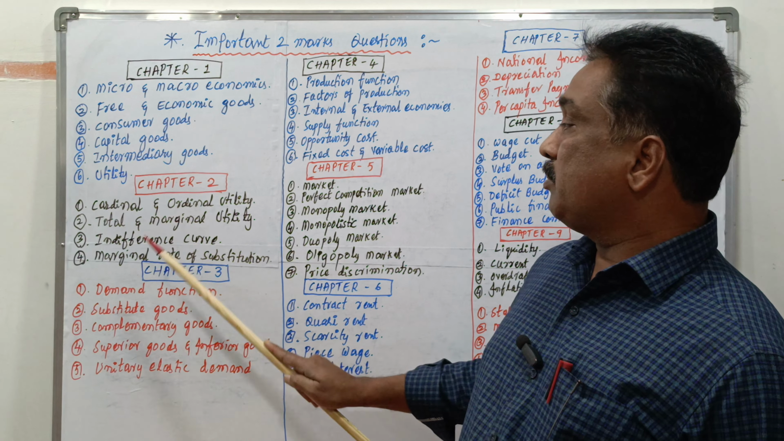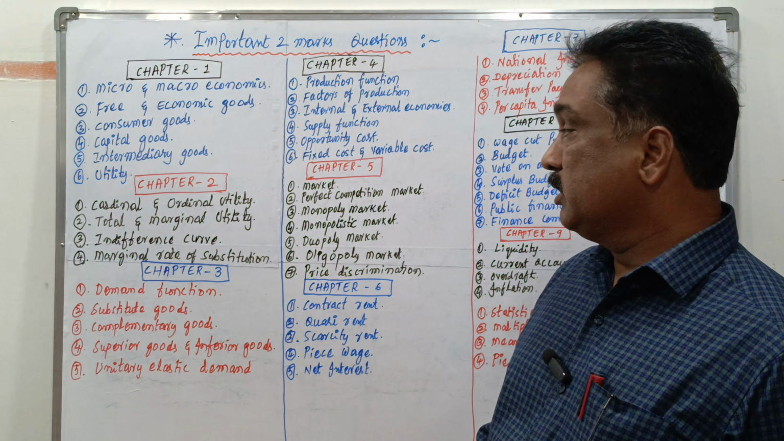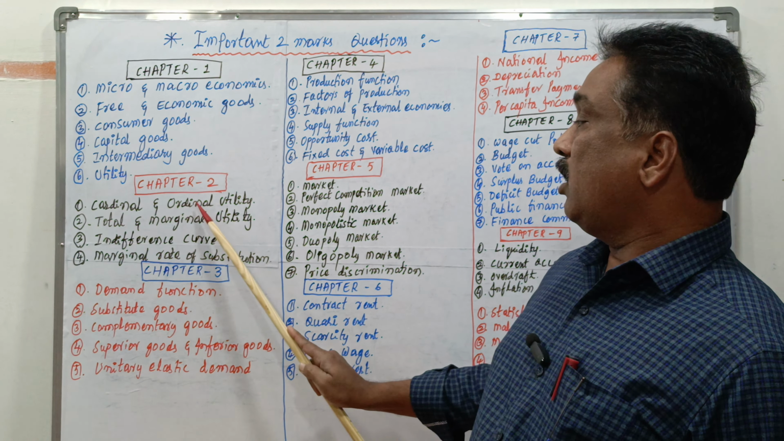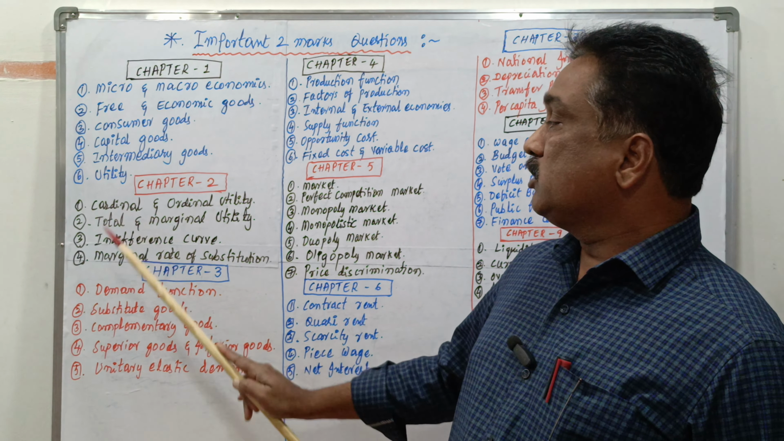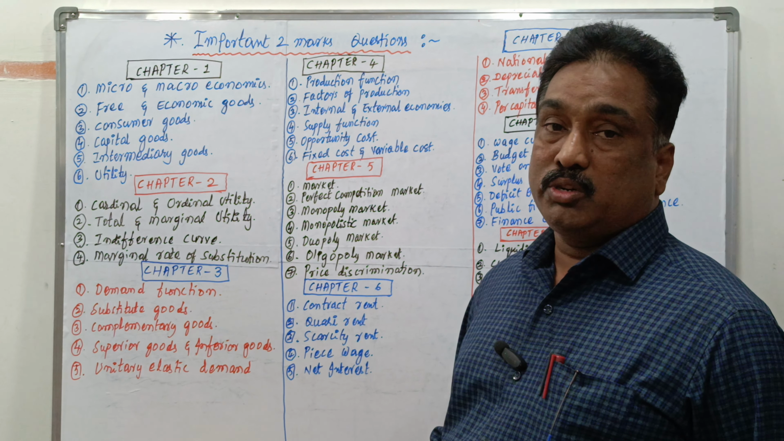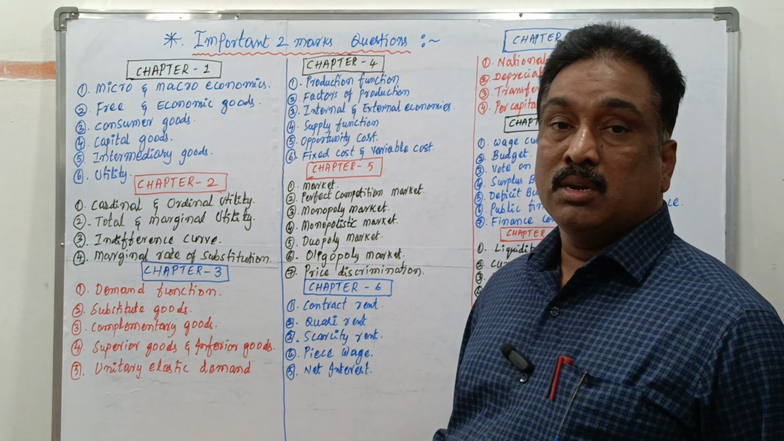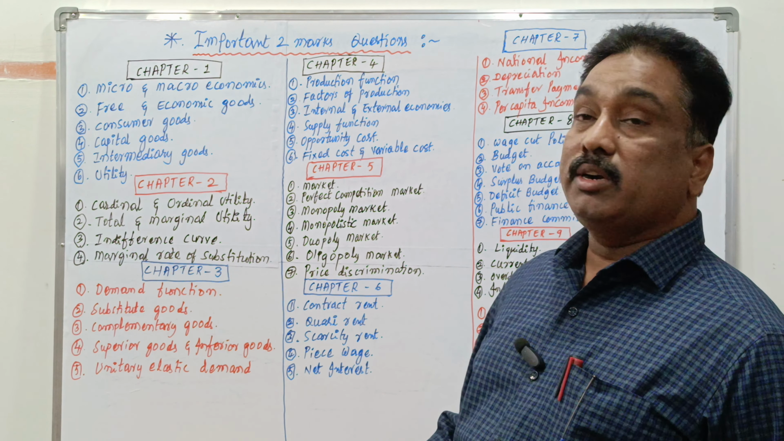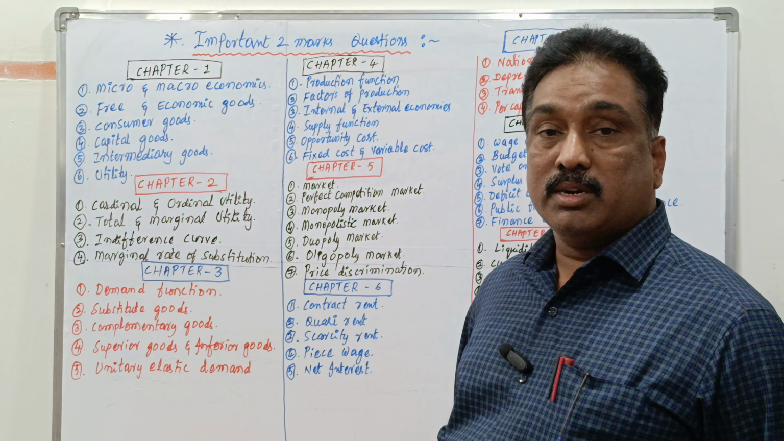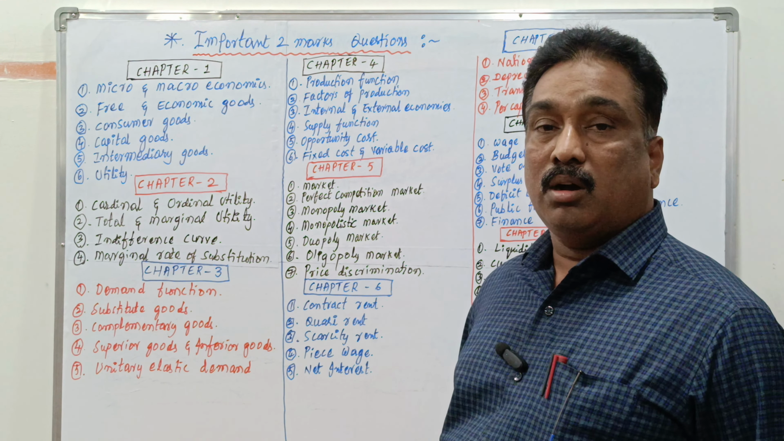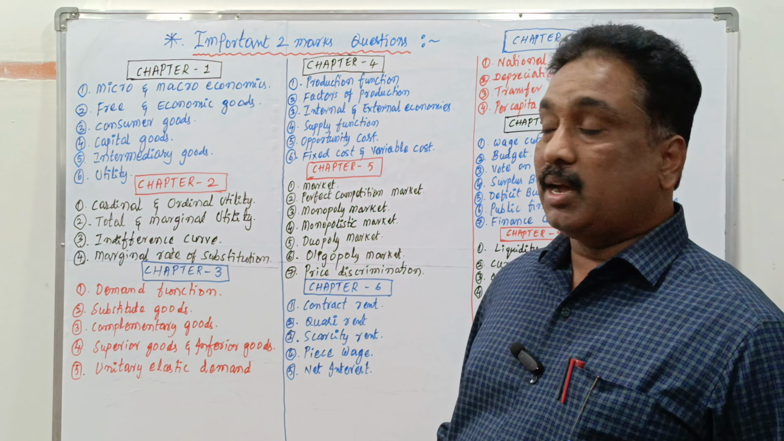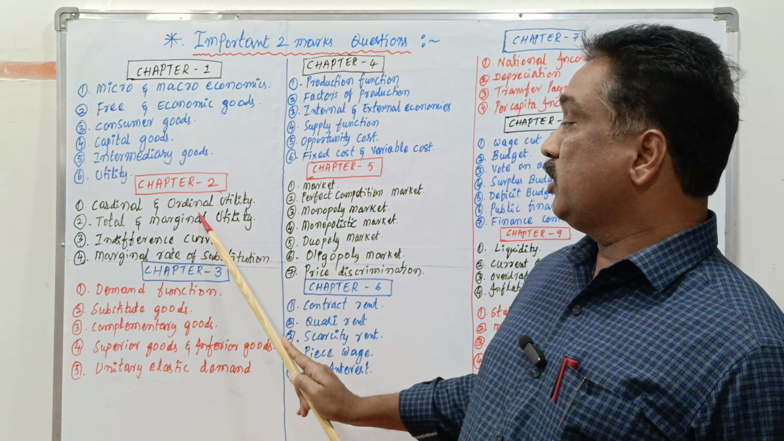Okay. And in the second chapter, what are the important two marks questions? What is cardinal utility and what is ordinal utility? Cardinal utility means it is possible to measure and compare utilities in numerical numbers. It was developed by Alfred Marshall. But ordinal utility means it is not possible to measure the utility of a commodity or any satisfaction, but we can compare between commodities. Allen and Hicks explained the ordinal utility approach.